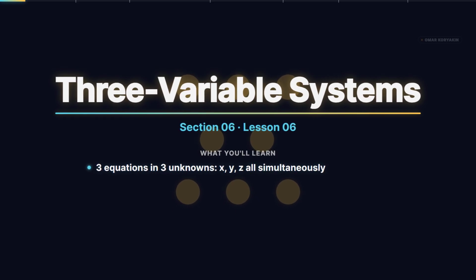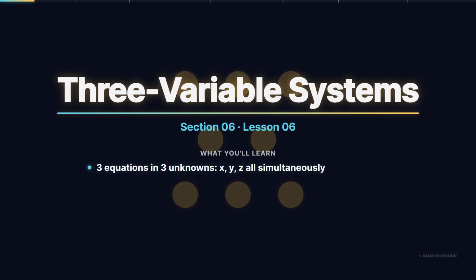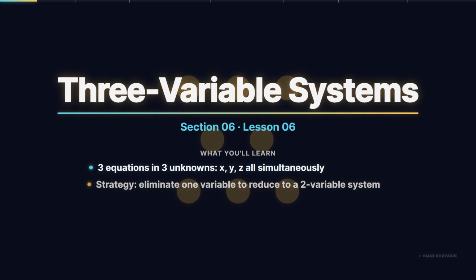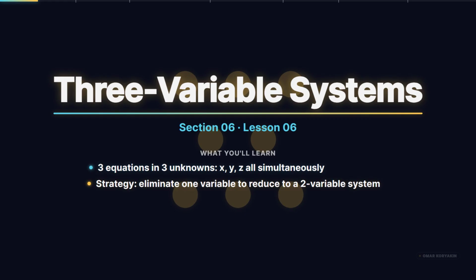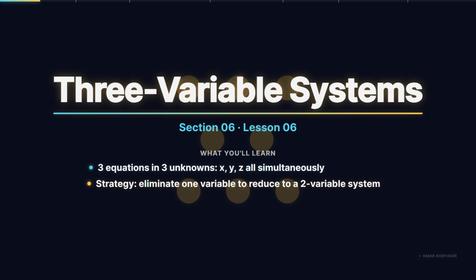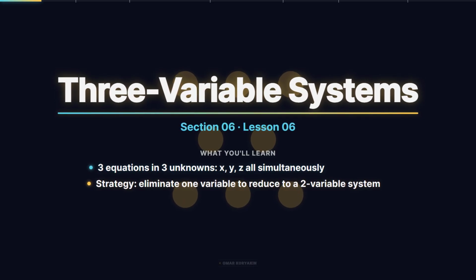First idea on the board. A 3-variable linear system has the form 3 equations like ax plus by plus cz equals d, with each equation having its own coefficients on x, y, and z and its own right side constant. The unknowns are x, y, and z, and the solution is a triple of values that makes all 3 equations true simultaneously. Geometrically, each equation describes a plane in 3-dimensional space, and the solution to the system is the single point where all 3 planes intersect. For most well-posed 3-variable systems, this point exists and is unique.